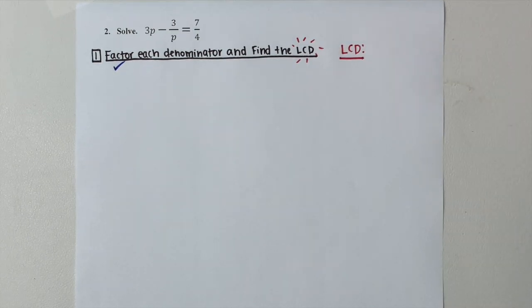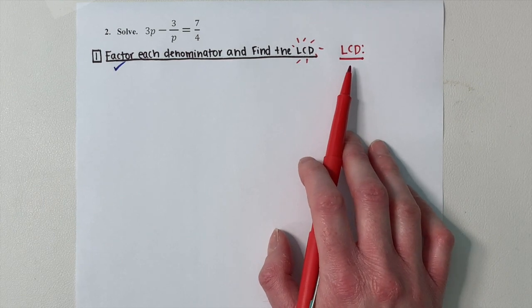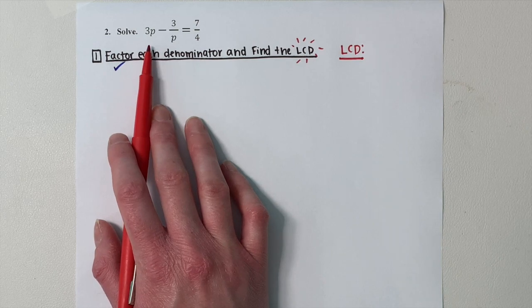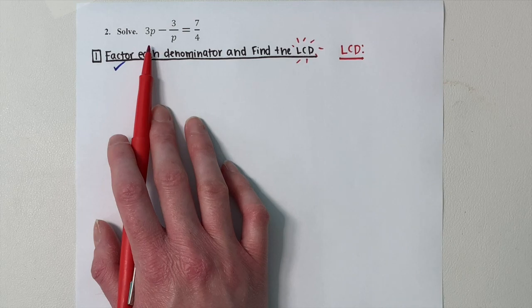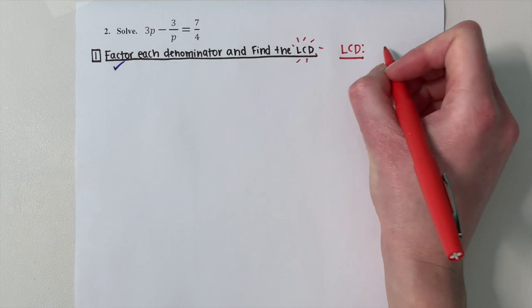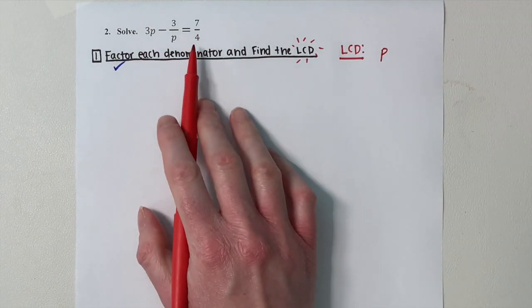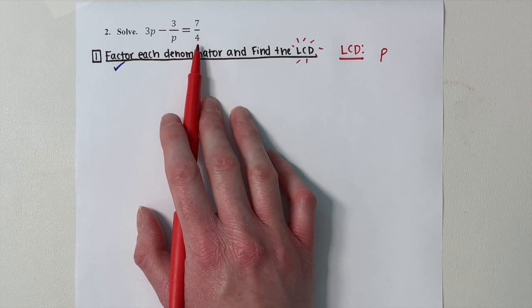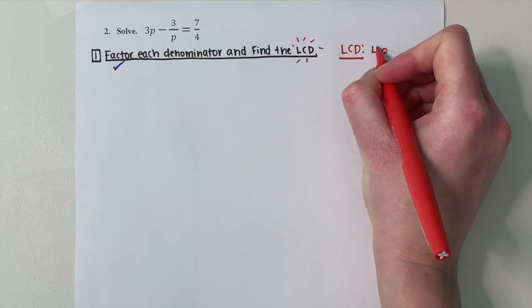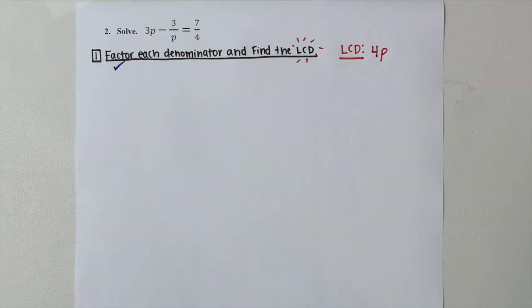Again, we can use the trick that we learned in Chapter 5, Section 2 for finding the LCD. First step, copy down the first denominator exactly as it appears. The implied denominator here is just a 1. When your denominator is a 1, you can skip it when you're determining the LCD. So let's move on to this denominator. We'll copy this denominator down, p. Then we look at our next denominator and we ask ourselves, is the factor 4 currently in our LCD? It is not. So we have to add the factor 4, which would give us 4 times p, or 4p for our LCD.